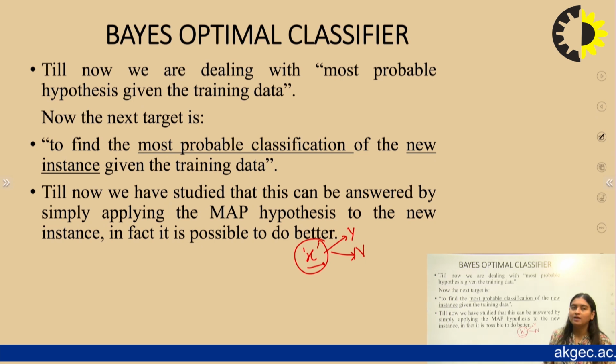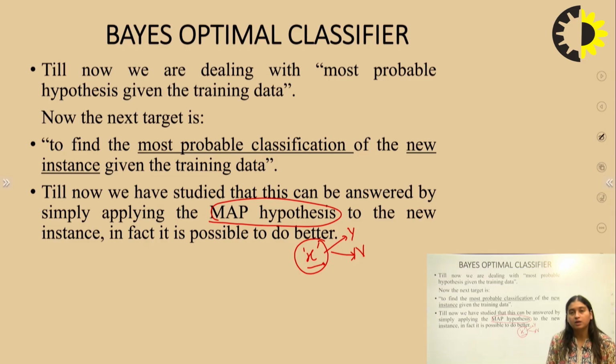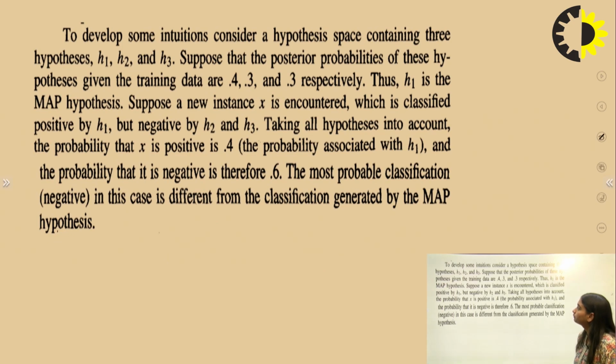Till now we have studied that this can be answered by simply applying the MAP hypothesis, that is the maximum a posteriori hypothesis. In this we have to maximize the probability and find the posterior probability. So by applying the MAP hypothesis to new instances, we are able to answer what the most probable classification of the new instance will be. And in fact, it is possible to do it in a better way. So let's take an example here.